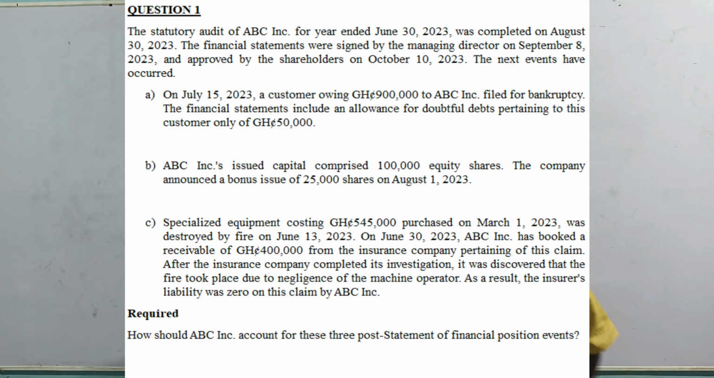A. On 15th July 2023, a customer owing 900,000 Ghana cedis to ABC Incorporation filed for bankruptcy. The financial statements include an allowance for doubtful debt pertaining to this customer of 50,000 Ghana cedis. All right, so we'll come back and analyze all these things. B.